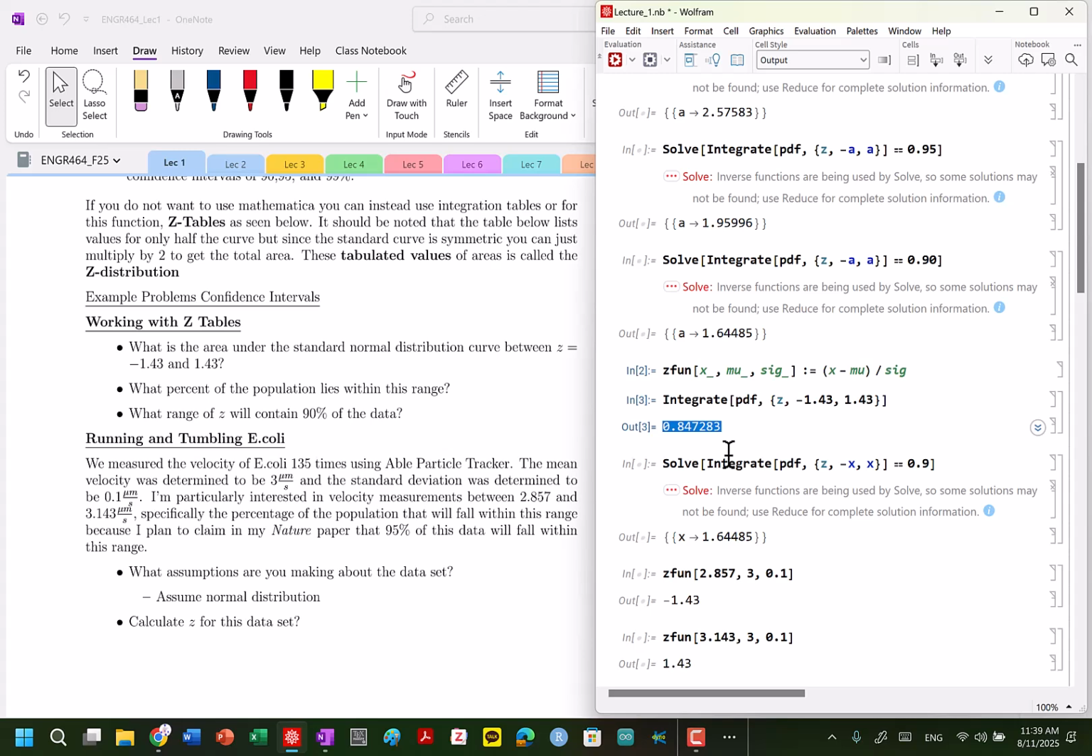Then it's asking what range of z will contain 90% of the data. Well, I can basically integrate this and solve for those values of x that give me 0.9, and I see that. Now I can just plug this in here, and it'll be just between plus or minus this value for z.